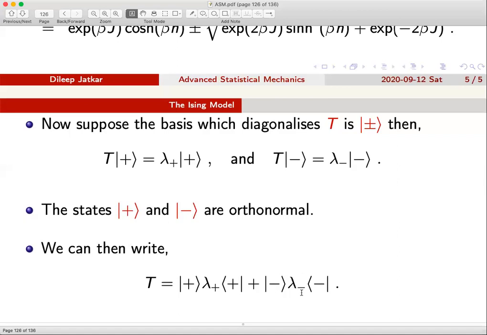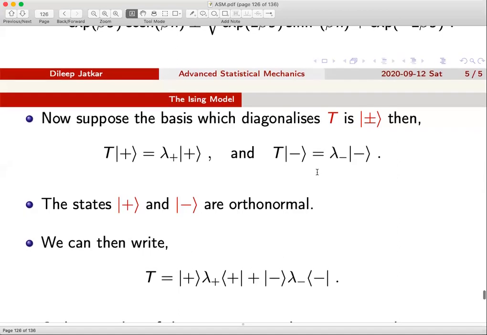Now if you take the form of T to be this, and you act it on plus, you can clearly see that you will get the answer lambda plus, because minus is orthogonal to plus, so this piece is not going to contribute. Only this piece will click, and since the states are orthonormal, plus plus will just give you one, and you get the answer lambda plus times plus, which is that. Similarly for lambda minus, you get that answer. Identical process. The plus state would click, the minus state would click. Fine.